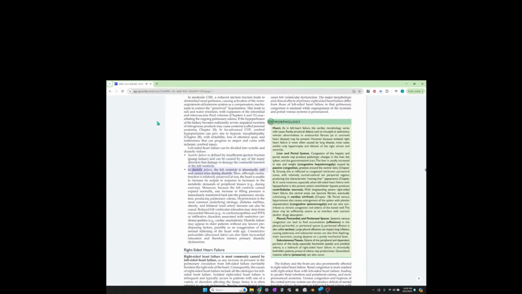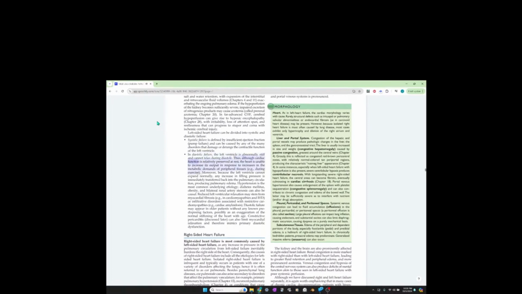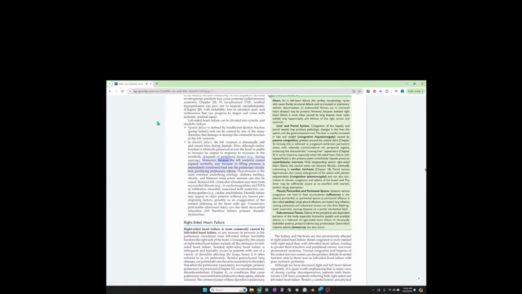In diastolic failure, the left ventricle is abnormally stiff and cannot relax during diastole. Thus, although cardiac function is relatively preserved at rest, the heart is unable to increase its output in response to increases in the metabolic demands of peripheral tissues. Moreover, because the left ventricle cannot expand normally, any increase in filling pressure is immediately transferred back into the pulmonary circulation, producing pulmonary edema.